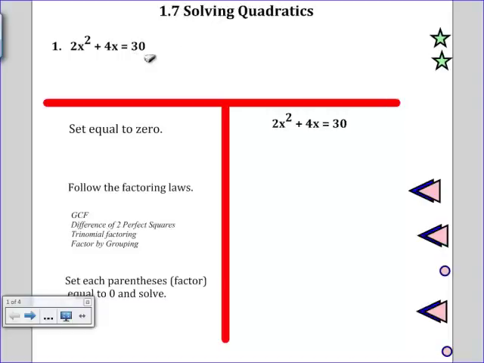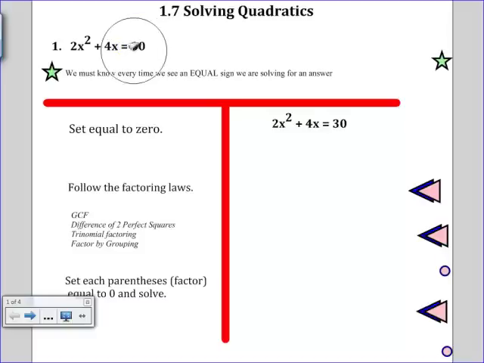So today we're going to learn how to solve these. It's a classic algebra high school problem. First thing, we know that every time we see an equal sign, we're solving for an answer. So we see right here that there is an equal sign, so we've got to solve for x. We're going to have x equals 12, x equals 15, x equals something as our answer.